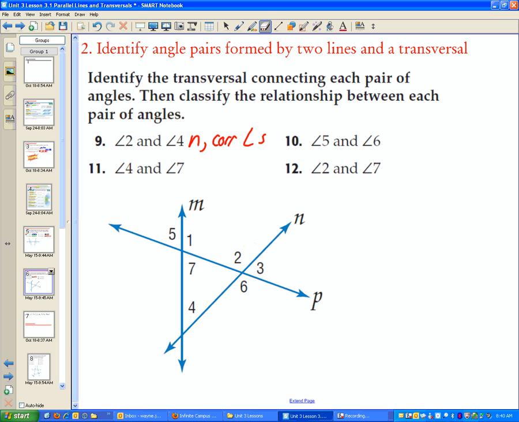All right, number 10. Angle 5 and angle 6. First, identify the transversal. What's the transversal? P. Line P is a part of each angle. And what kind are they? Yeah, they're alternate exterior. They're exterior. They're not between lines M and N, so they're exterior. They're non-adjacent. They're on opposite sides of the transversal, so they are alternate exterior angles. Go ahead and do 11.